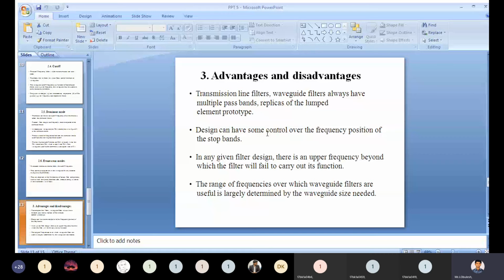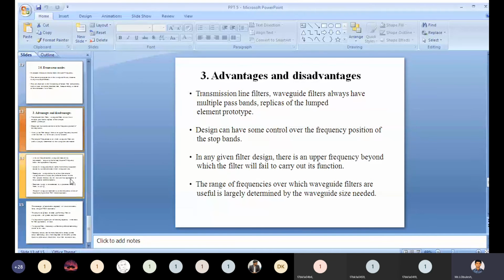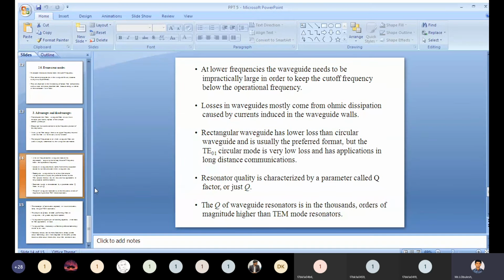At lower frequencies, the waveguide needs to be impractically large in order to keep the cutoff frequency below the operational frequency. I need to repeat that point. This is very, very important. At lowest frequencies, the waveguide needs to be impractically large in order to keep the cutoff frequency below the operational frequency.